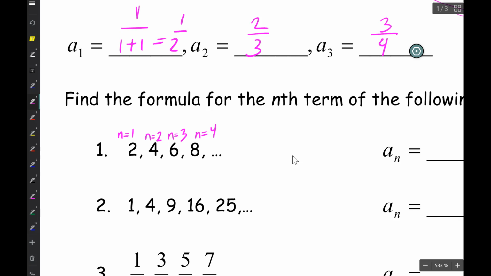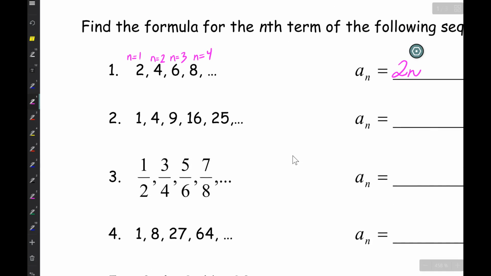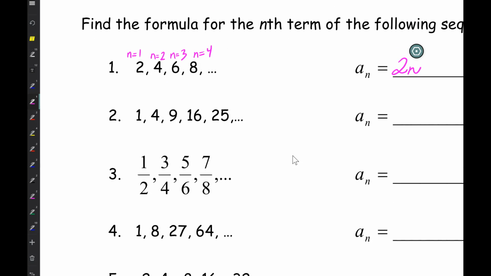And we want to see how we can work with the value of n to generate each term in this sequence. So this one's probably the most basic. What would be the formula that would generate each term in this sequence? 2n. I know we visited that a little bit yesterday. But now with your partner, see if you can complete numbers 2 through 5.